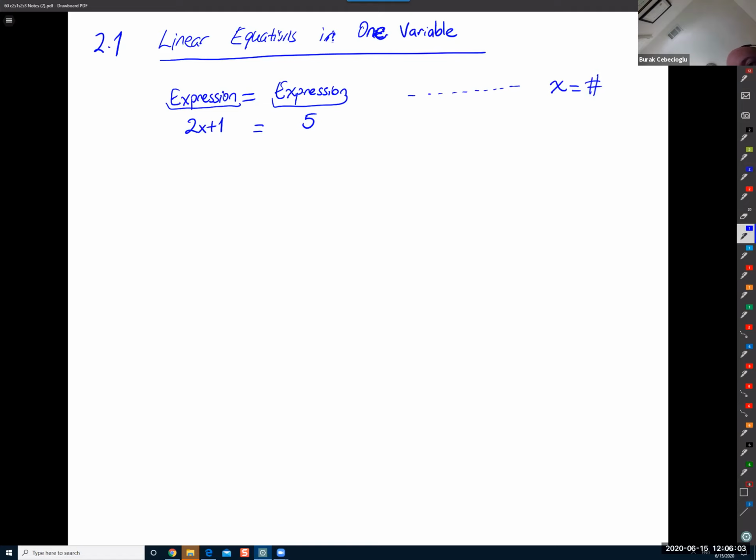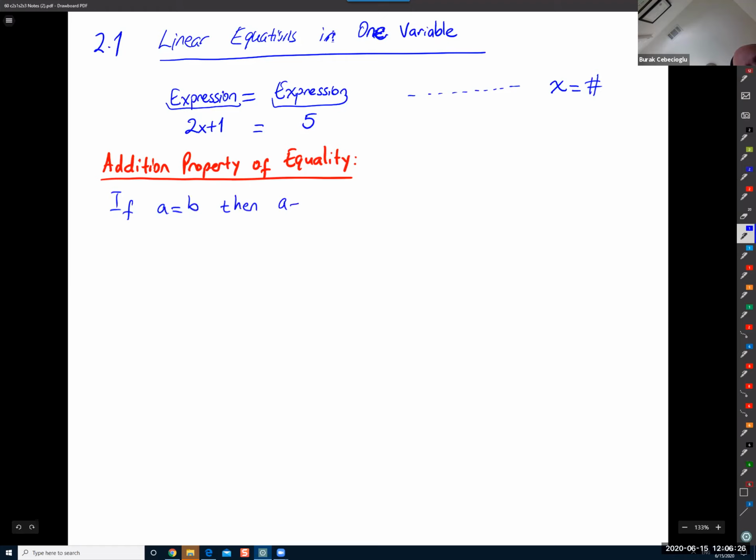To do that, we need two properties. One of them is the addition property of equality, and I'm going to write it in terms of math language. If there is an equation A is equal to B, then you are allowed to add C to both sides of the equation, and that's a legal operation. Nothing is wrong with that. That's what we call the addition property of equality.